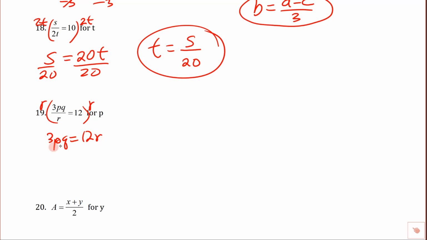And then we want to get rid of the 3 and the q. Now you can do these separately or you can do them at the same time. This is one big multiplication problem. So I want to get rid of multiplying by 3 and multiplying by q. So we're going to divide by 3q. So we'll go ahead and cancel here.